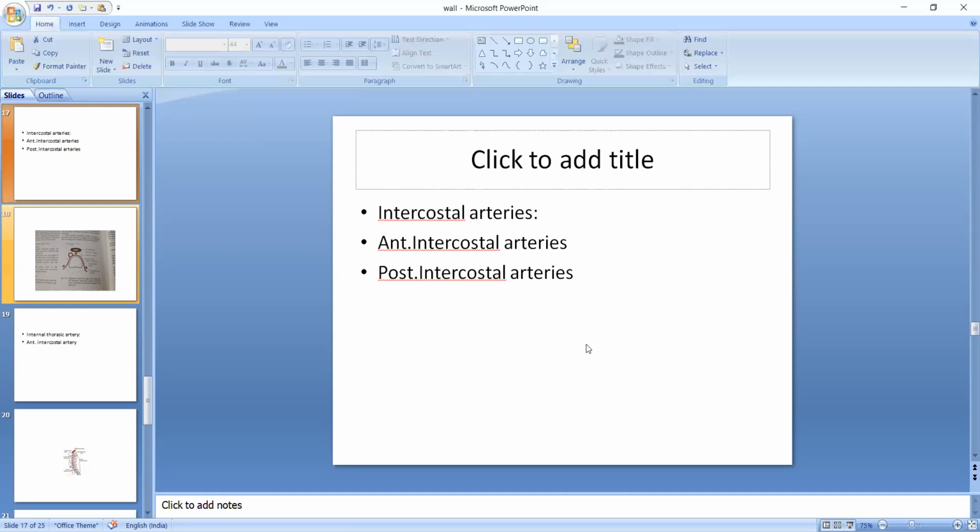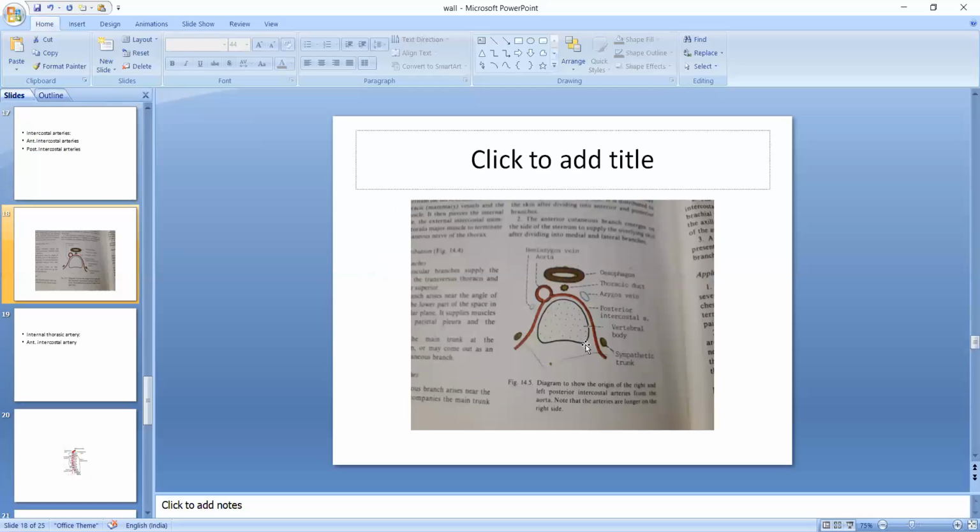Anterior intercostal arteries: there are two anterior intercostal arteries in each space. In the upper six spaces they arise from the internal thoracic artery, and the 10th and 11th spaces do not have any anterior intercostal arteries. These arteries end at the costochondral junction by anastomosing with the posterior intercostal arteries. So we have seen this picture of how the anterior and posterior intercostal arteries are arranged.